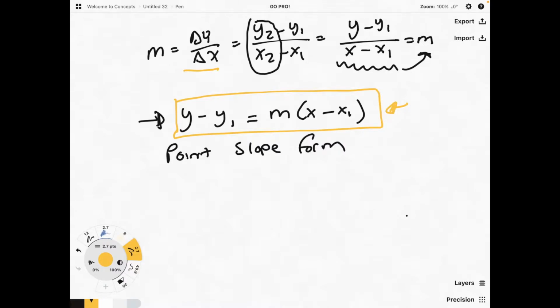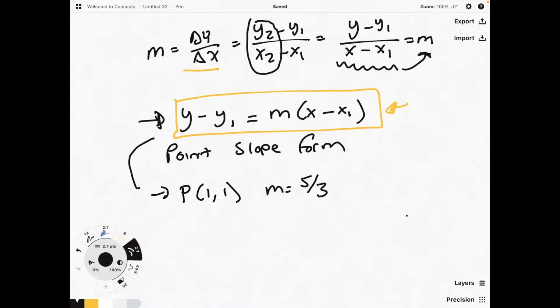Using a previous example from part 1, we had a point at 1, 1, and we had a slope of 5 over 3. Given this information, let's try to find the equation for this line. All we need to do is fill in the information that we have into this formula. We are given a point x1 and y1, and we are given the slope. So let's add that information into the equation.